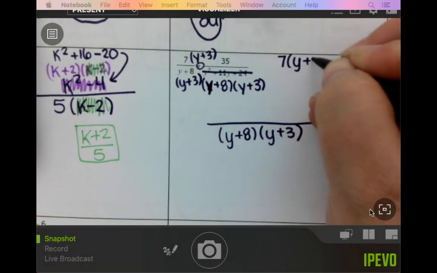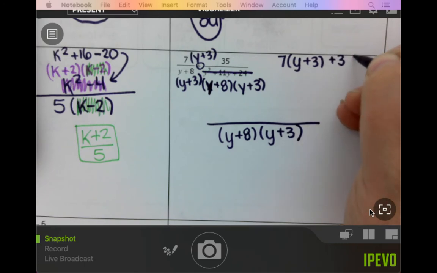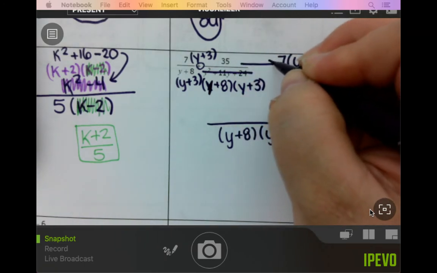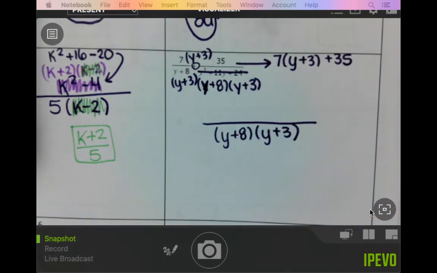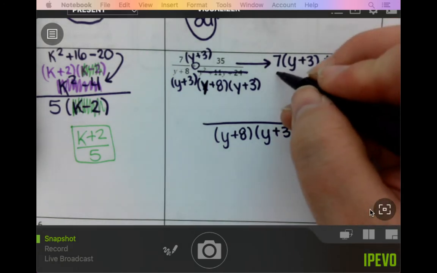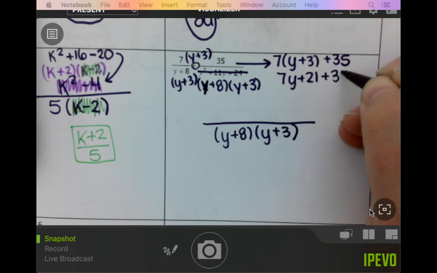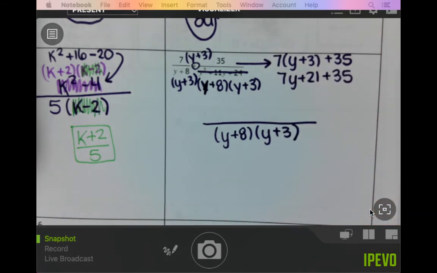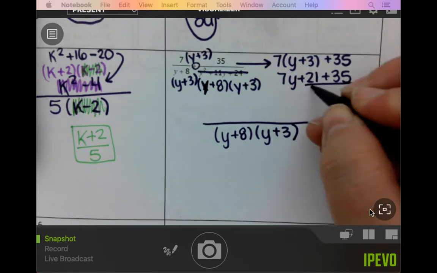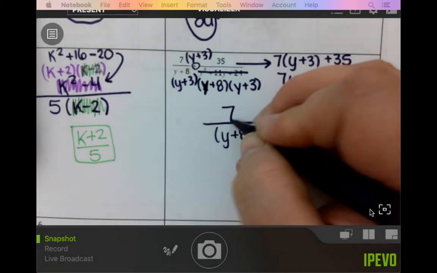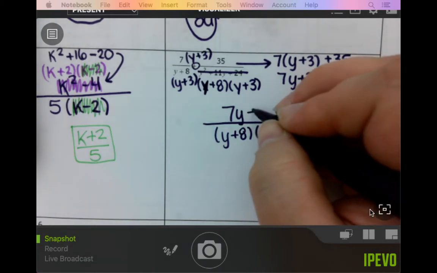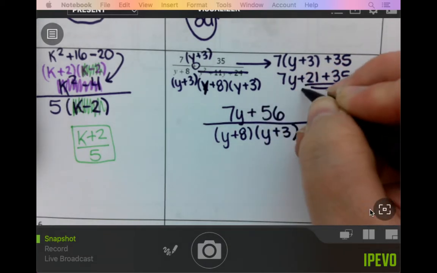So basically, I'm trying to do this. And I can't put that 35 with anything unless I multiply it out first, which will become 7y plus 21 plus 35. And the whole goal is that now I can add these two together. And 21 plus 35 is 56.